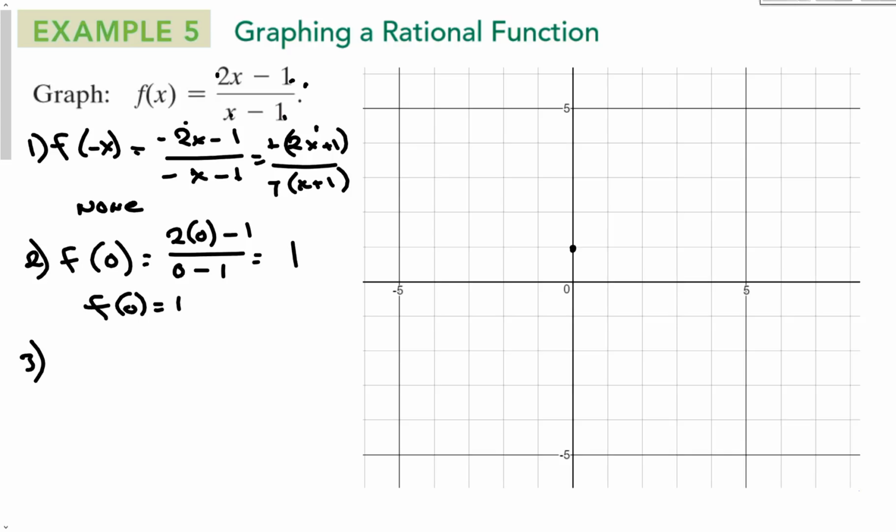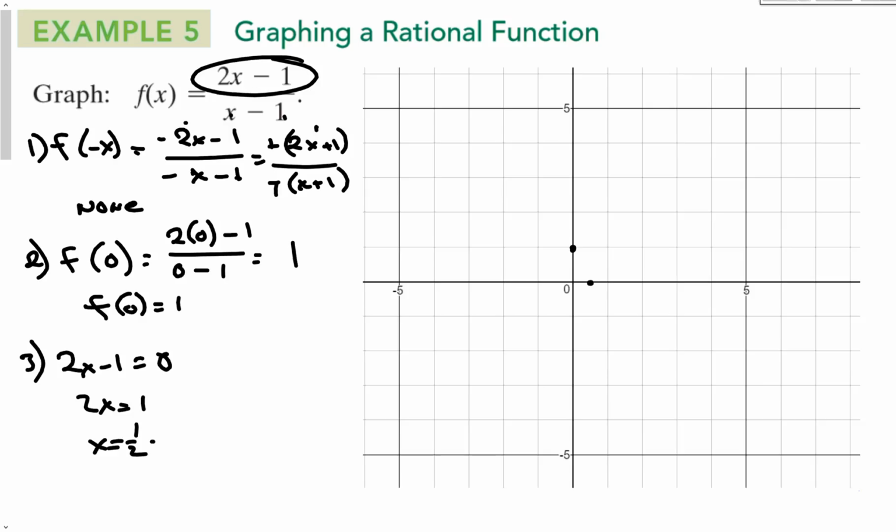Next, find the x-intercepts. In order to find the x-intercept, you take the numerator and you set it equal to 0. So we have 2x is equal to 1, x is equal to 1/2. So the graph passes through the x-axis because this particular zero, 1/2, only happens one time. So this graph is going to go through that point once.